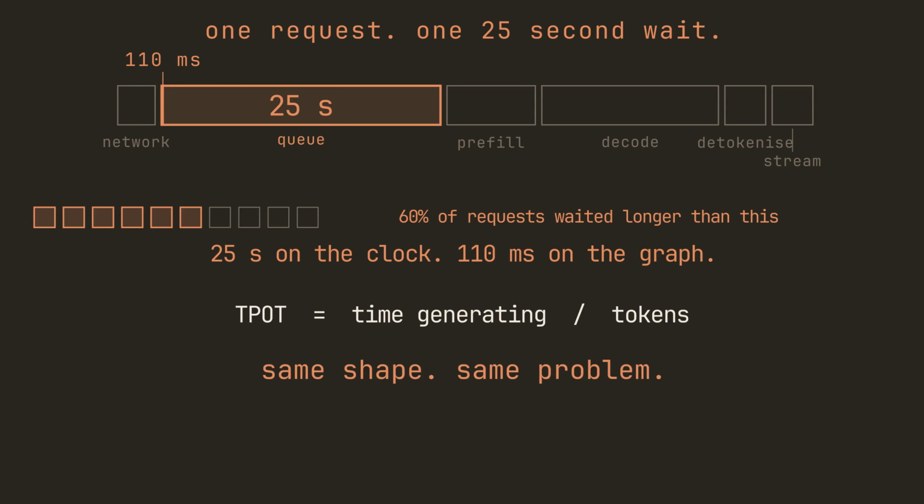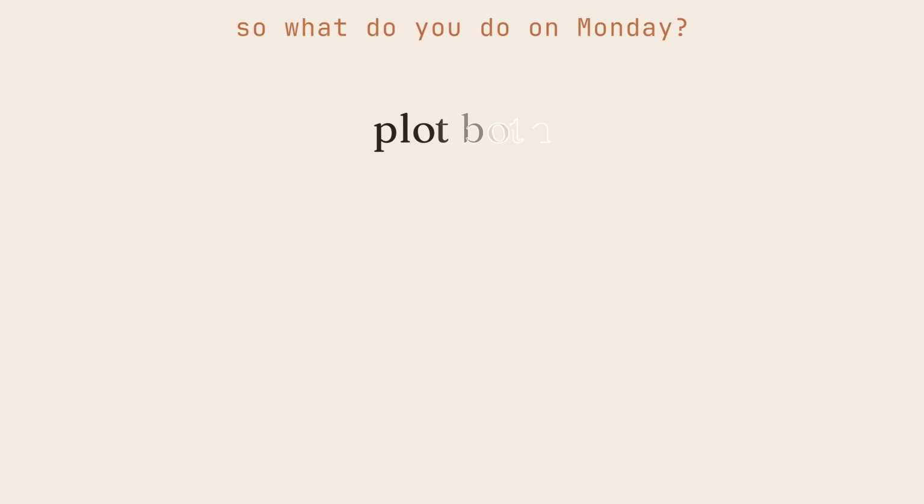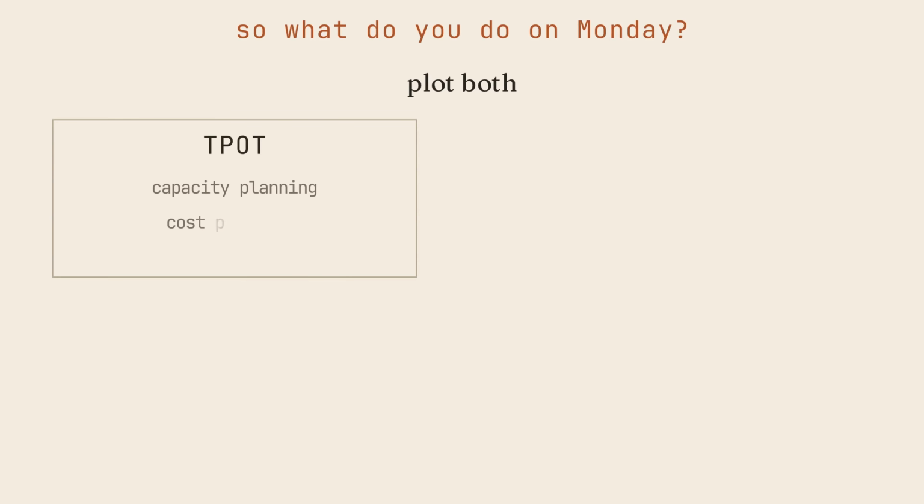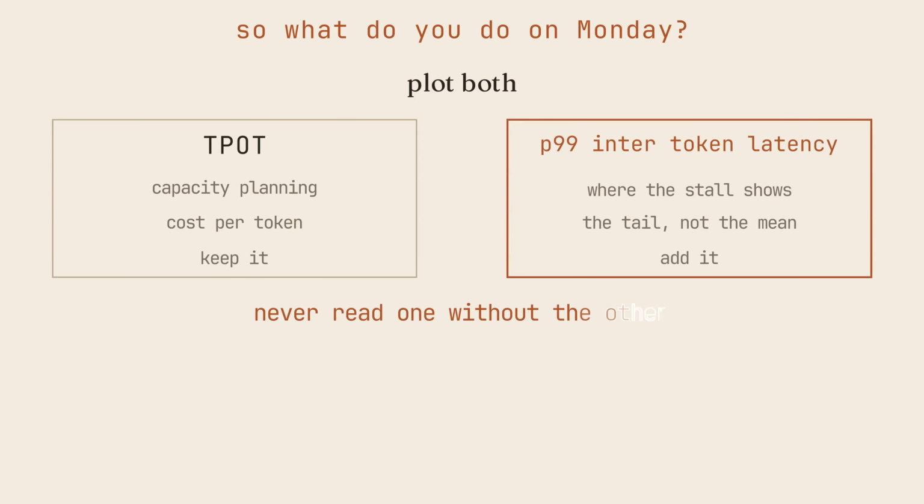It divides by token count too. So yes, it does. And so does every other metric shaped that way. So what do you do about this on Monday? You plot both of them. Do you throw TPOT away? Not at all, because it's genuinely useful for your capacity planning and your cost per token, but put the 99th percentile of your intertoken latency right beside it and never read one without the other.